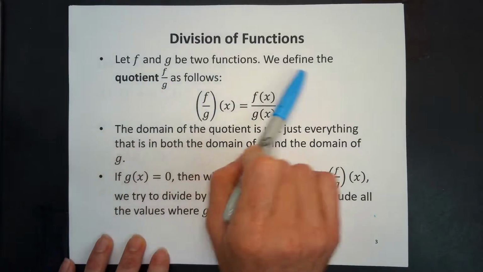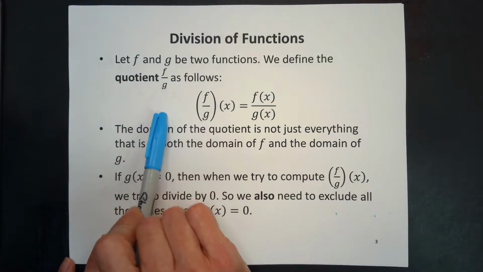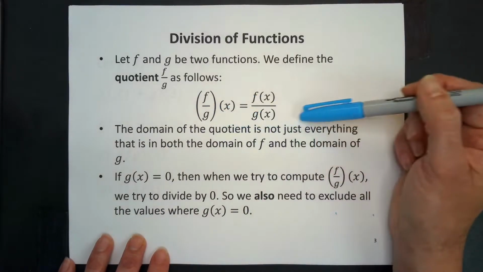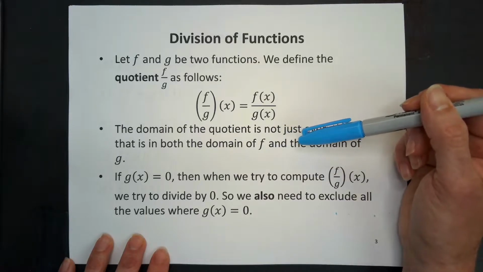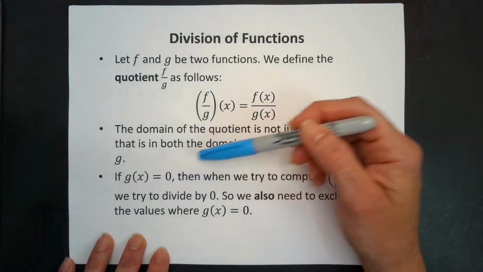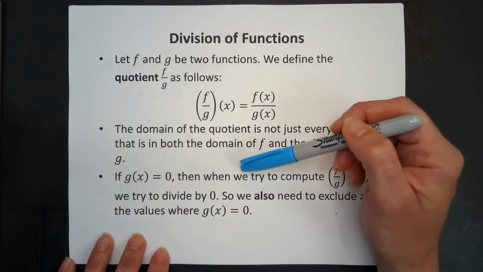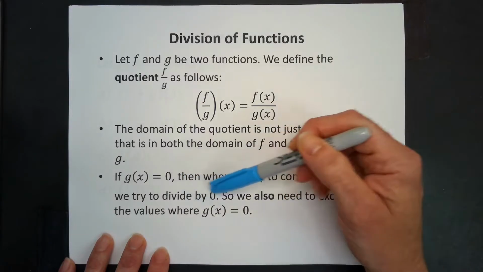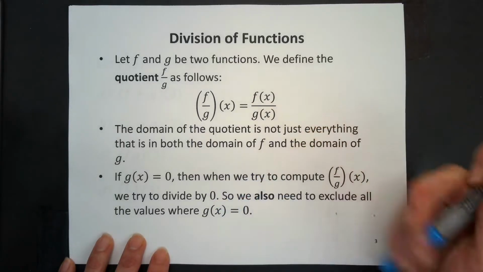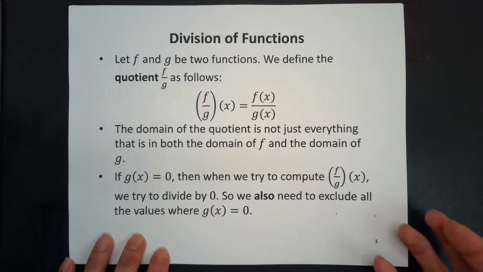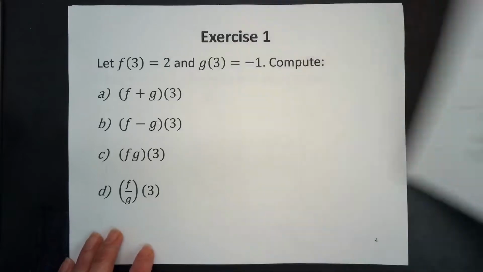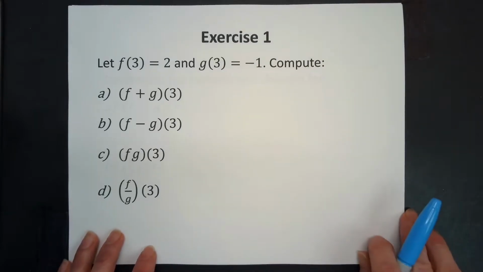We let f and g be two functions. We define the quotient f divided by g as follows. f divided by g of x is f of x divided by g of x. The domain of the quotient is not just everything that is in both the domain of f and the domain of g. If g of x equals 0, the denominator, then when we try to compute f divided by g of x, we divide by 0. So we also need to exclude all the values where g of x is equal to 0. Not only do we need the intersection of the domains, we need to exclude any points where the denominator is 0 as well, because we introduce new restrictions to the domain.